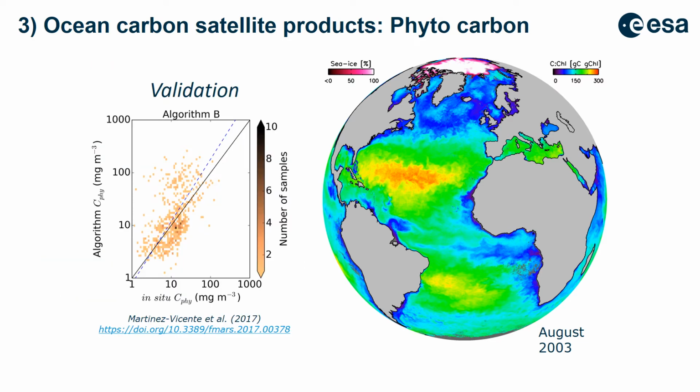Now, validation of phytoplankton carbon products is an ongoing exercise. It's actually a very hard thing to measure the phytoplankton carbon content using in situ observations. This is because there's carbon in many other different particles in the ocean, and it's sometimes very hard to separate out the phytoplankton and the other components. It's slightly easier with chlorophyll, because chlorophyll is unique to phytoplankton. However, validation exercises are ongoing and indicate some reasonable performance in the phytoplankton carbon products.